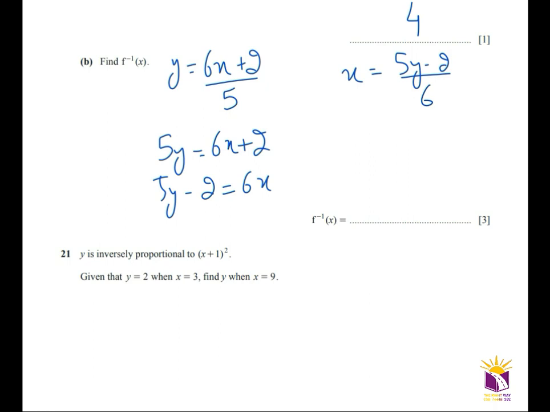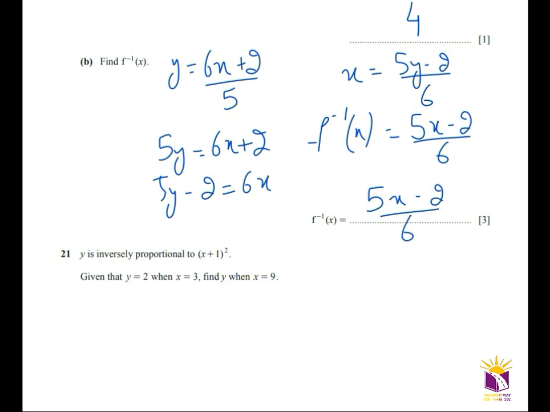Now change x with f inverse of x and y with x. So it will be (5x minus 2) divided by 6. So your answer will be (5x minus 2) divided by 6, which is f inverse of x.